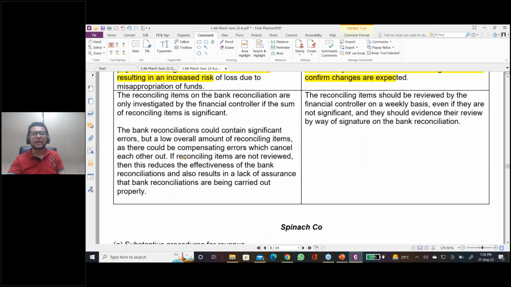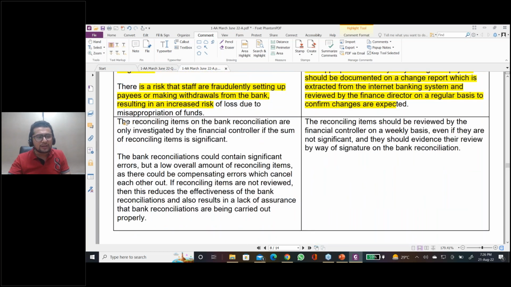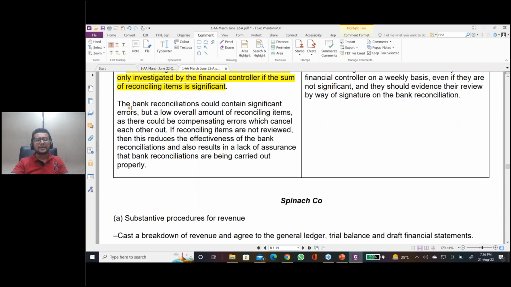Please read on before we are done with this question. The reconciling items on the bank reconciliation are only reviewed by the financial controller if the sum of the reconciling items is significant. That's all from the question, half a mark. The bank reconciliation could contain significant errors but a low overall amount because of compensating errors, which could cancel out each other.